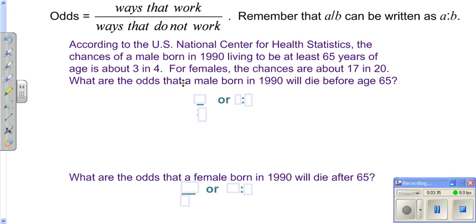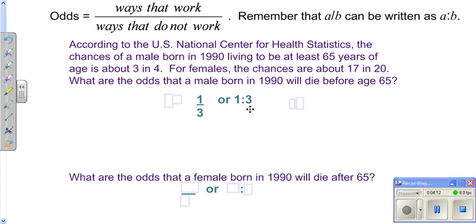As you read through this one here, it says, what are the odds that a male born in 1990 dies before age 65? Well, born in 1990 lives to be at least 65 is 3 in 4. So how many of these 4 die before age 65, since that's what we're looking for? 1. So your odds would be 1 over, and then how many of these 4 do not die before 65, and that's our 3.